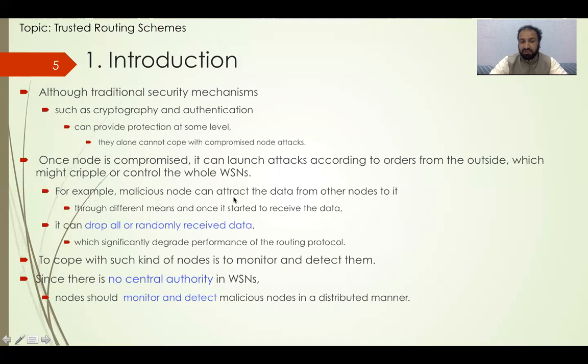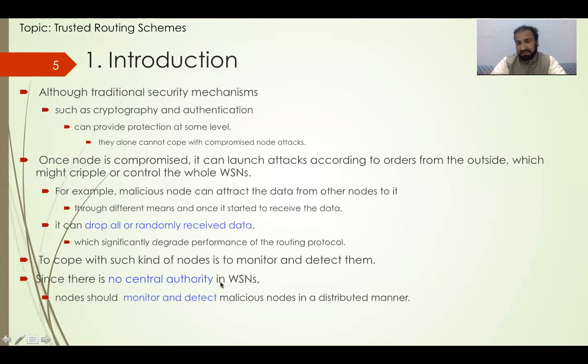For example, a malicious node can attract data from other nodes to it through different means, and once it starts to receive the data, it can drop all or randomly received data. So if the compromised node is a part of your routing, that node can drop all or randomly received data. To cope with such a node is to monitor and detect them. So definitely you need a mechanism through which you can detect nodes which behave in that manner, or which are dropping your data. You have to detect those nodes and avoid them being part of your routing activity.